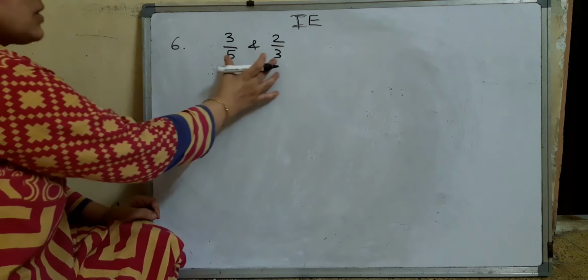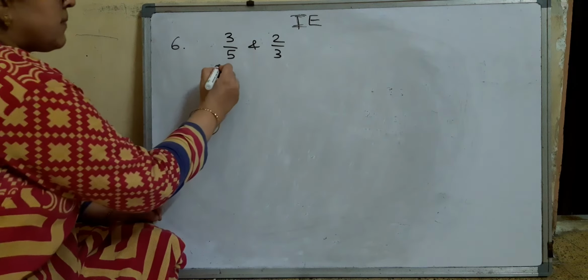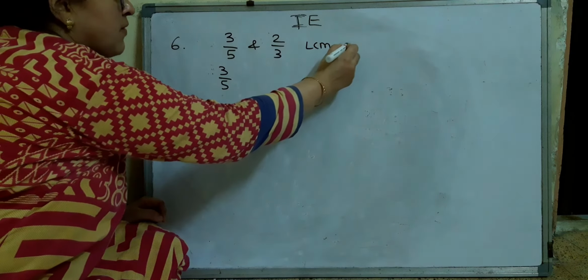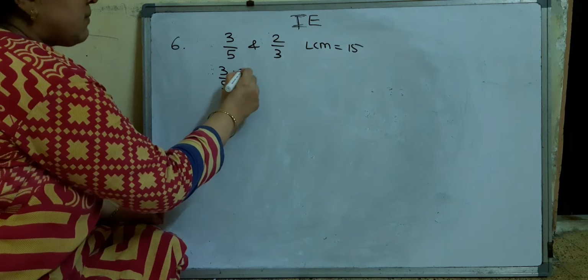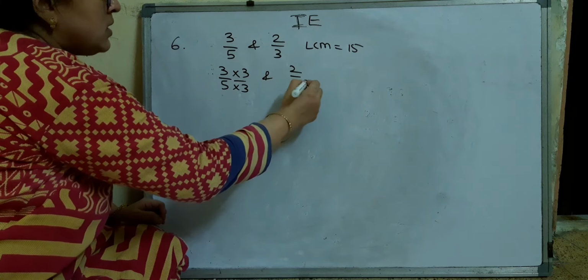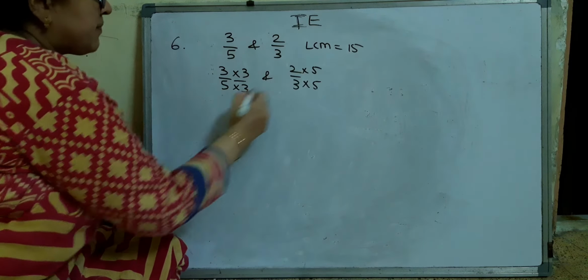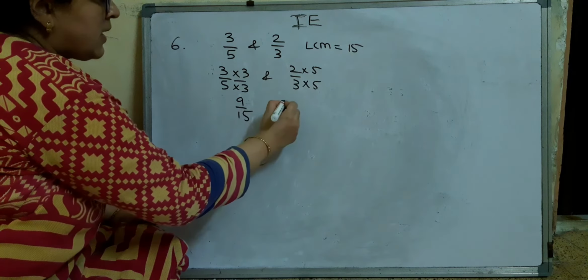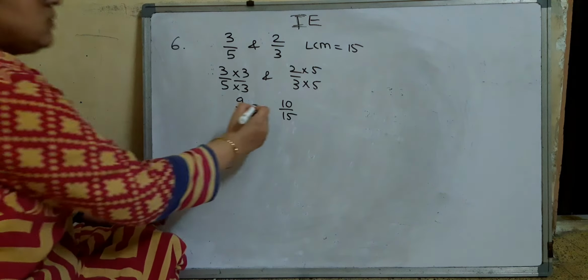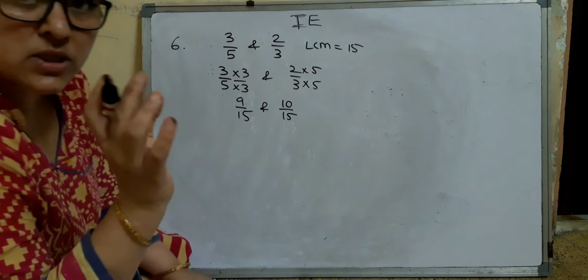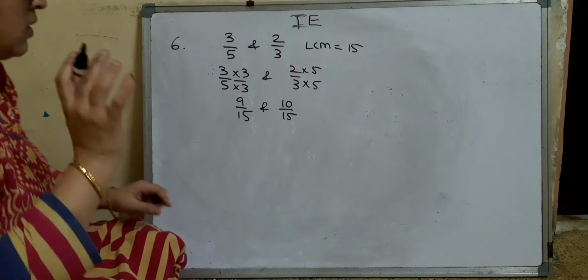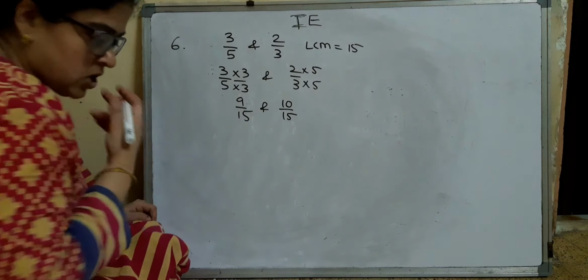So what you have to do: first, the LCM of 5 and 3. LCM is 15, right? So 3 upon 5 multiply by 3, and 2 upon 3 multiply by 5. So 9 upon 15 and here 10 upon 15, right? Now your question is what? You have to find five rational numbers.